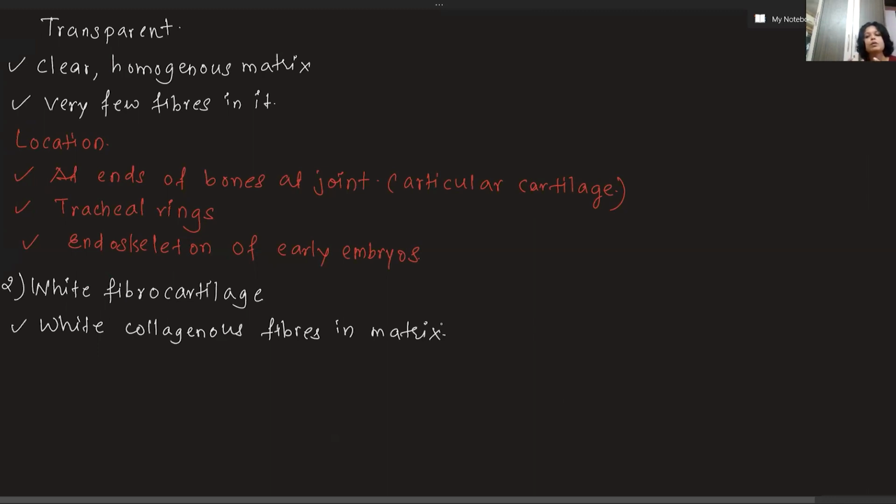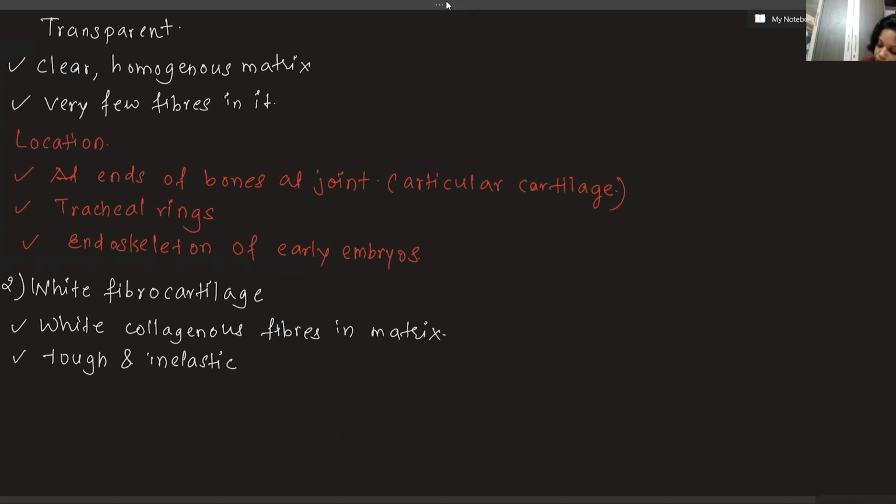As you know, these white collagen fibers are very strong, they are tough. So this particular cartilage is also tough, but it is inelastic. This cartilage is tough and inelastic. Now, where do you find such cartilage in human body?